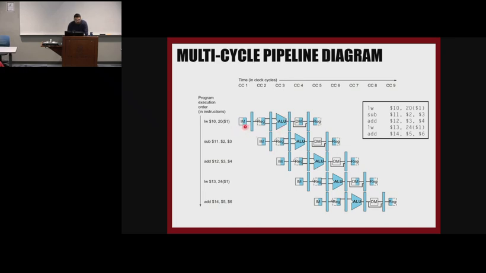This is exactly what I want you to have some idea about. Based on the highlighted parts, you can see what is actually being activated. Load word: right side of the memory is active, because we are reading something from the memory. Right side of the register file, because we are reading from the register file. The ALU is active. Right side of the data memory, because we are reading from the data memory. And then the left side of the register file.